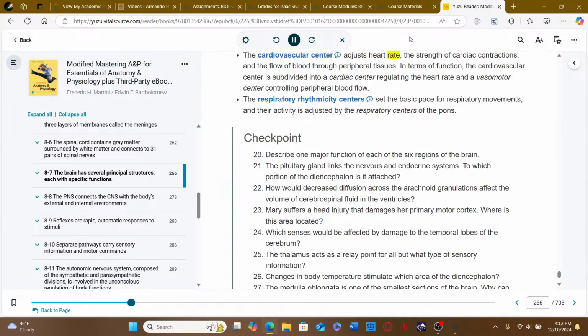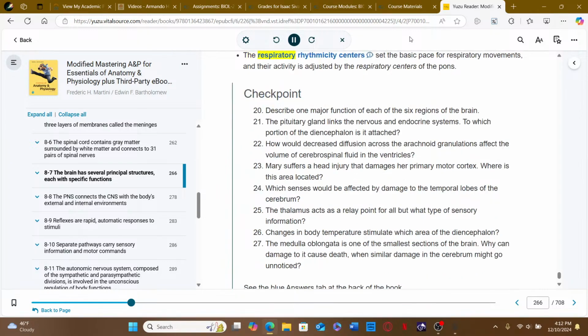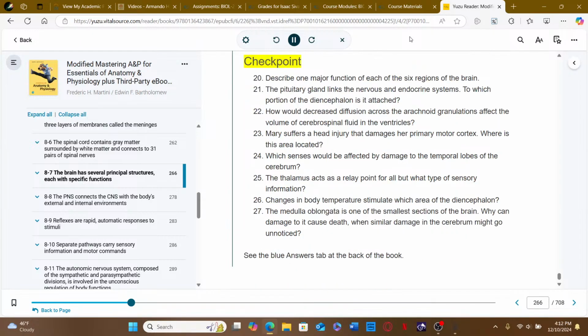The cardiovascular center adjusts heart rate, the strength of cardiac contractions, and the flow of blood through peripheral tissues. In terms of function, the cardiovascular center is subdivided into a cardiac center regulating the heart rate and a vasomotor center controlling peripheral blood flow. The respiratory rhythmicity centers set the basic pace for respiratory movements, and their activity is adjusted by the respiratory centers of the pons. Checkpoint. Describe one major function of each of the 6 regions of the brain.